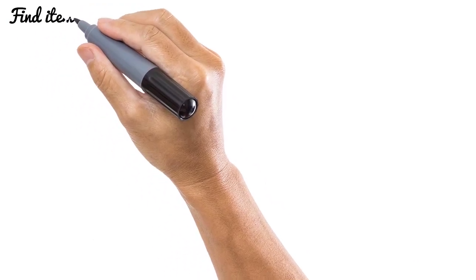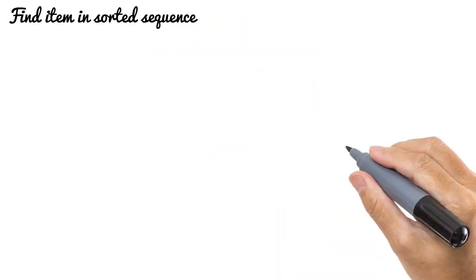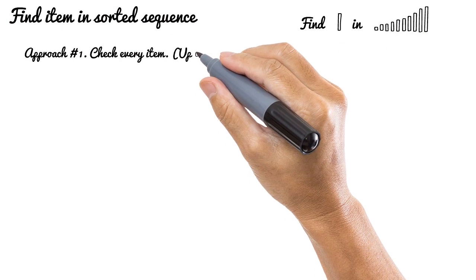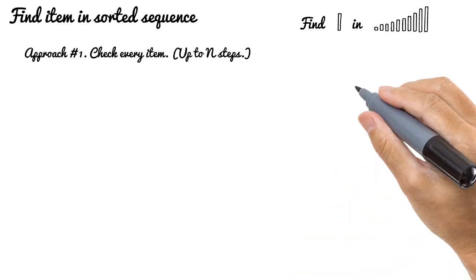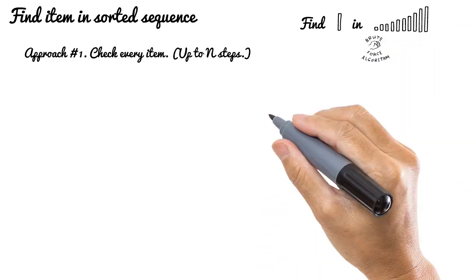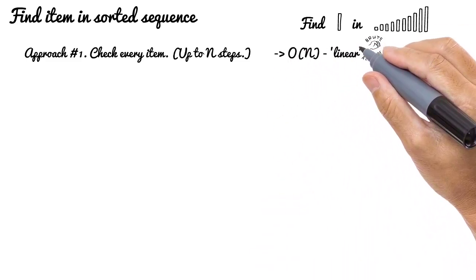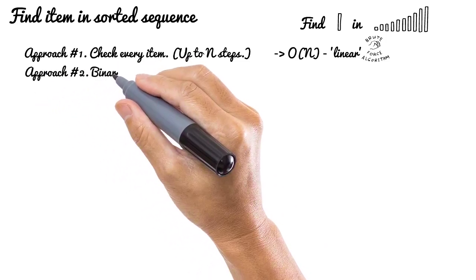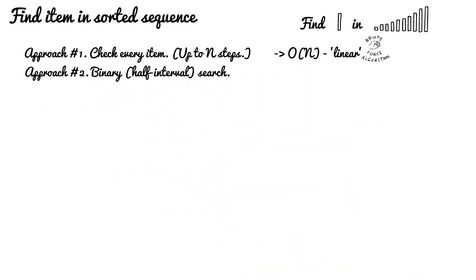If you need to find an element in a preliminarily sorted sequence of items, you can check every item from the very beginning till the very end of the sequence, which can take up to n steps, where n is the input data size. Such a brute force solution corresponds to a linear order of growth. Remember from the previous video. But you can apply a faster logarithmic order of growth approach instead, if you heard about binary search or half interval search algorithm.